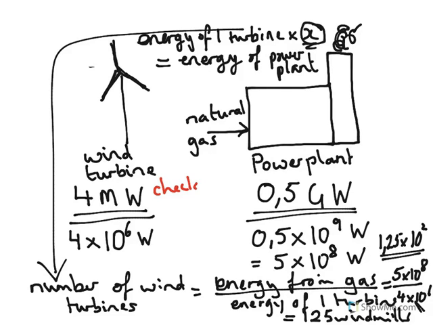If we check that 4 times 10 to the power 6, the power of one wind turbine, multiplied by the number of wind turbines we said we needed, which is 125. If we multiply these two numbers together, we should get the same amount of energy as the natural gas power plant, 5 times 10 to the power 8 watts. And when we put those numbers in our calculator, they all work out and balance, showing us that we have done exactly the right thing.